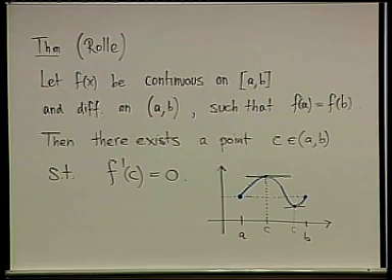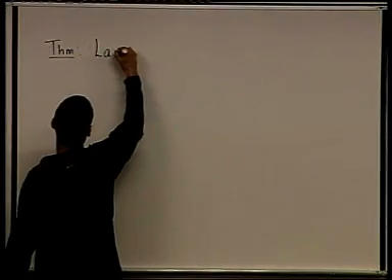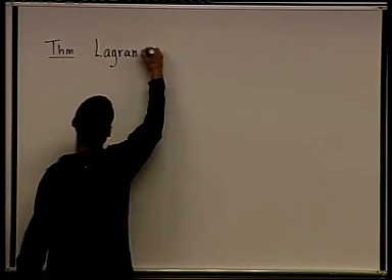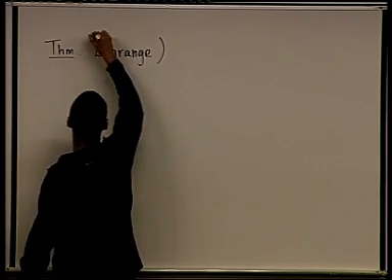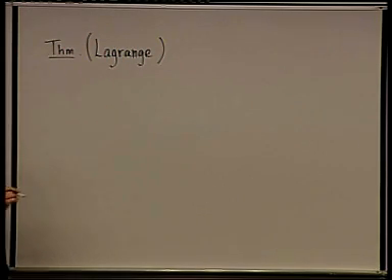Okay? But there could be others. For example, cusps. For example, endpoints of the interval. Okay? The next theorem is named after another French mathematician called Lagrange.